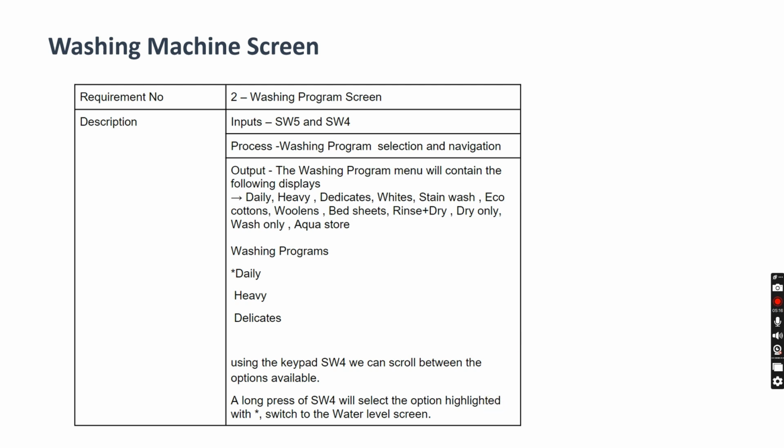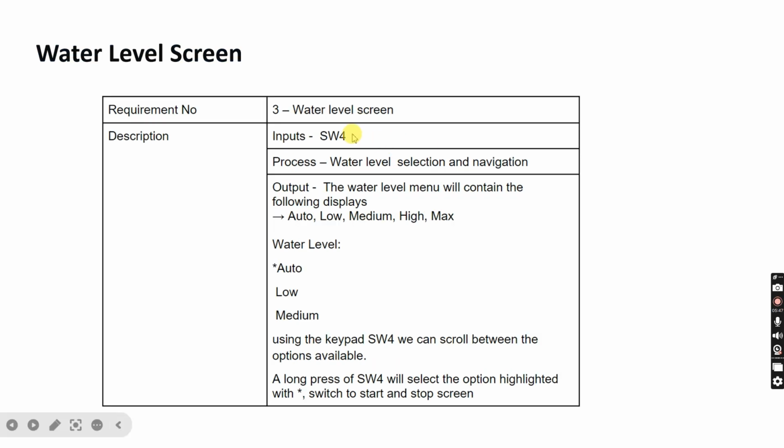They are daily, heavy, delicates, whites, stain wash, eco cottons, woolens, bed sheets, rinse plus dry, dry only, wash only, and aqua store. All these are washing programs. We can select any of these, and to select those, we can press switch 4. If we long press on one selected wash program, then it will take us to the next display, that is the water level display.